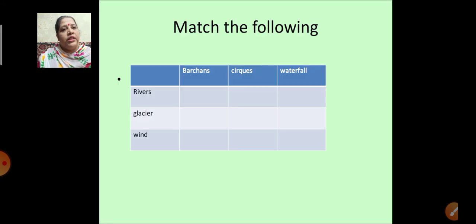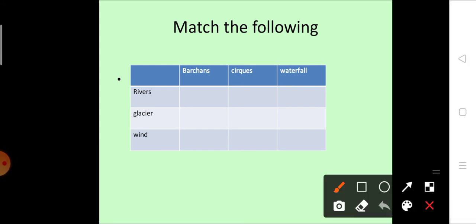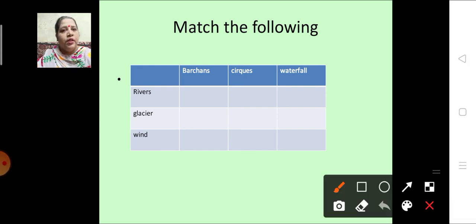Now you can see over here match the following is there. Okay children, first of all, on one side it is given rivers, glaciers and winds, while on the top you can see barchans, cirques and waterfall. So first of all is rivers. Is it barchans, cirques or waterfall? Yes, it is waterfall. So here you have to click.